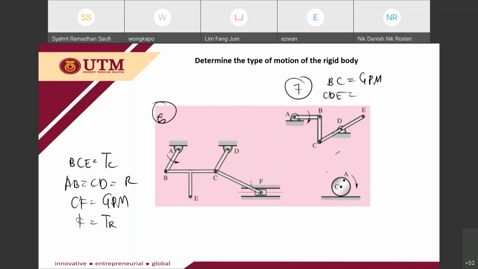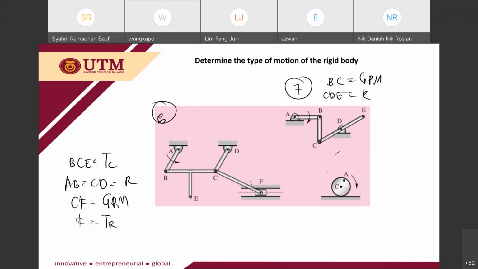Curvilinear. CDE, GPM, I think. Why GPM? If this member is rotating, fixed axis, yes, fixed axis is rotating at D. If it is in motion, you will notice that points E and C will rotate. So rotation. AB is also rotation.